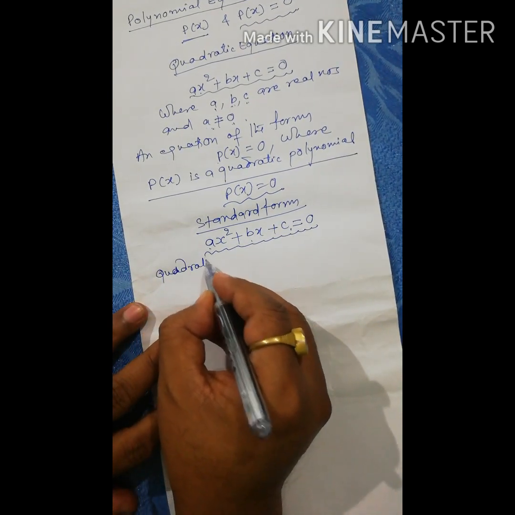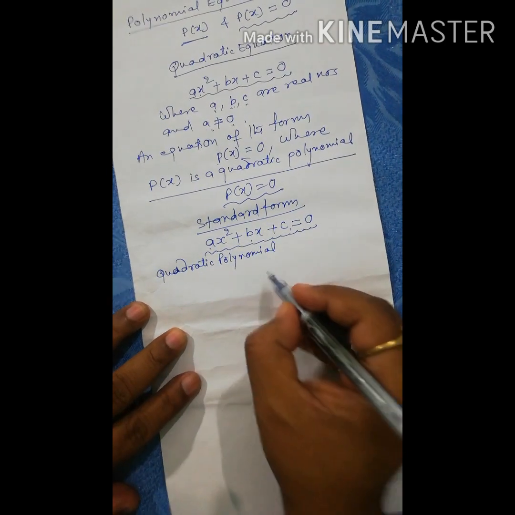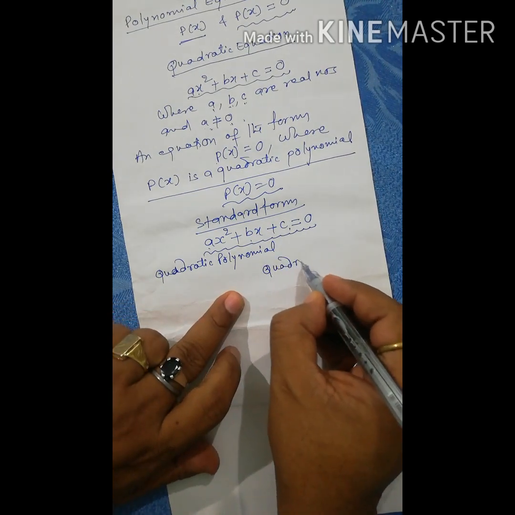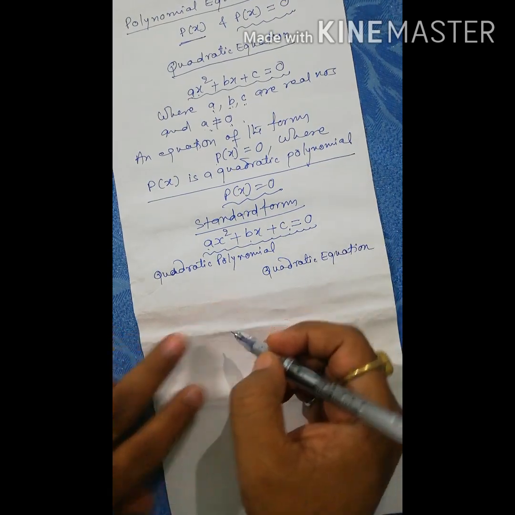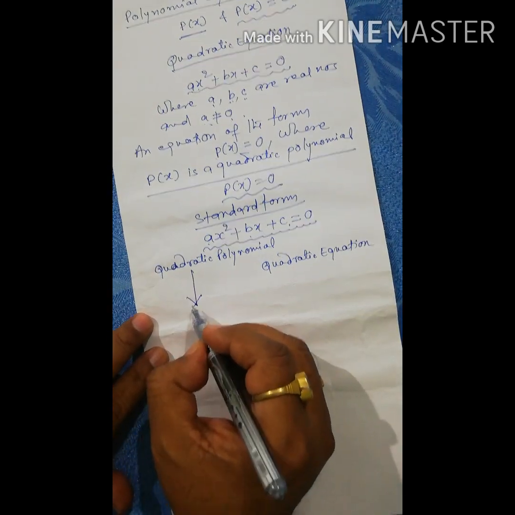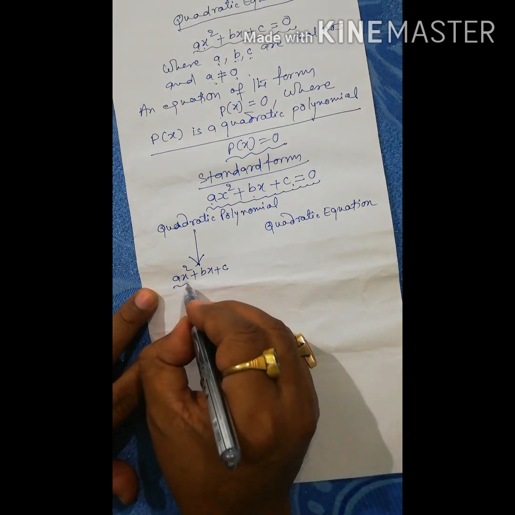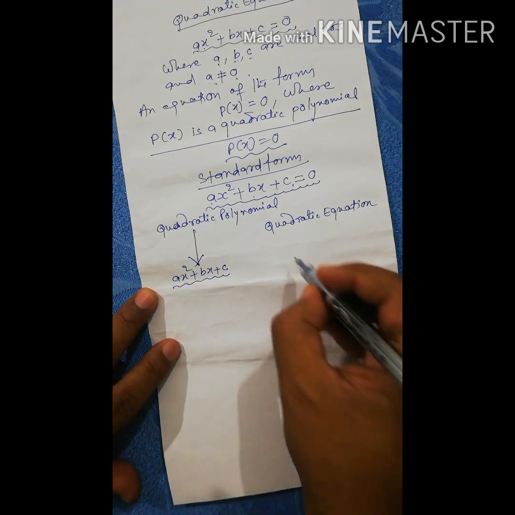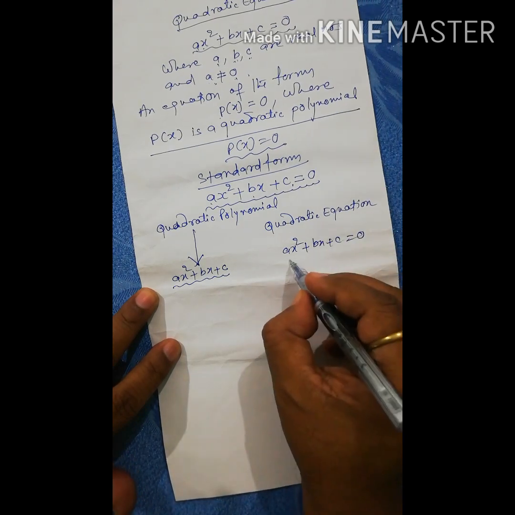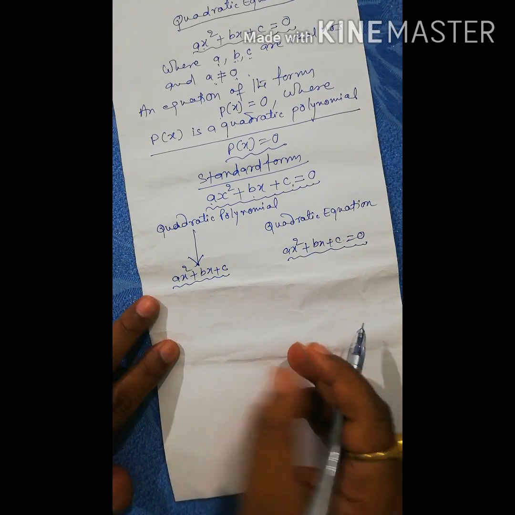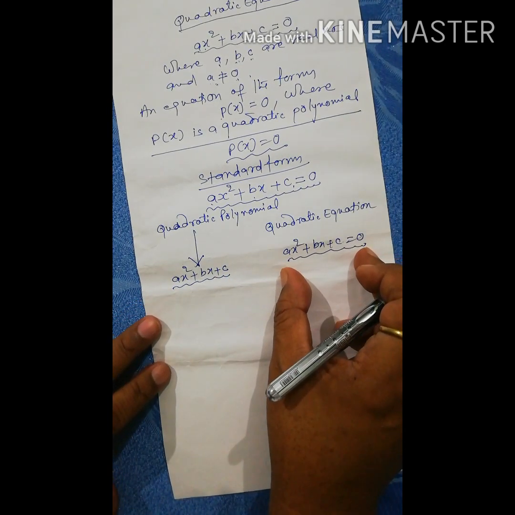Quadratic polynomial and quadratic equation. ax² + bx + c is a quadratic polynomial, whereas ax² + bx + c = 0 is a quadratic equation. This is a polynomial and this one is an equation because it is in the form of an equation.